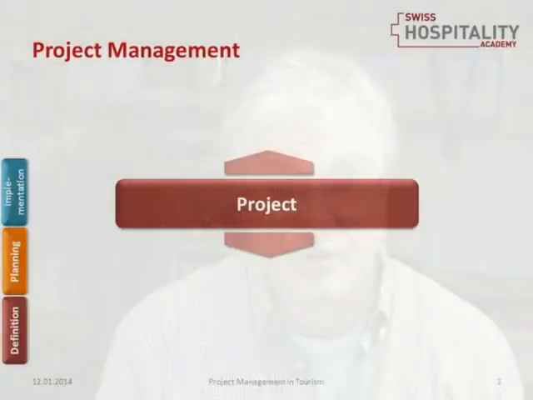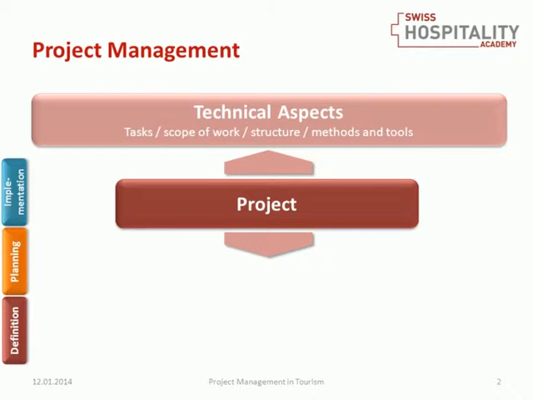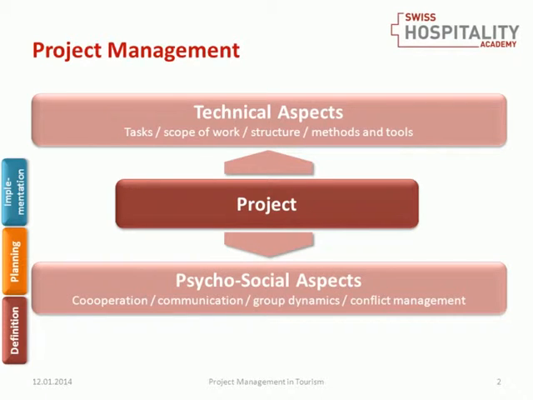Let me go back to one of the slides we have seen before when we defined project management. This is the slide you see here. And I told you that project management has two components. One is the technical aspects. This is controlling, reporting, project execution, some managerial methods, a Gantt chart, and so on. And the other element is the psychosocial level.